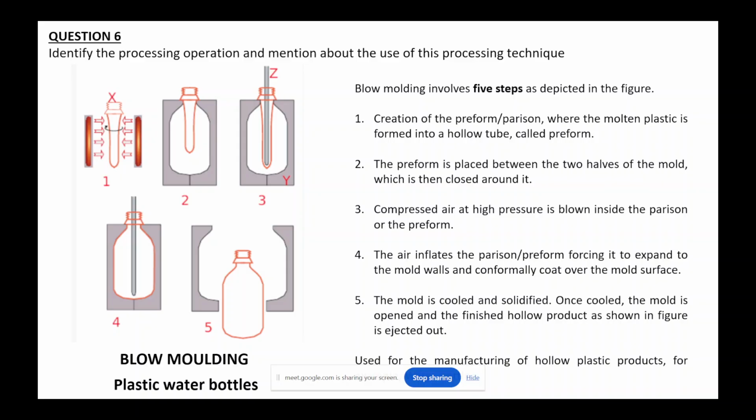Since the polymer can actually stretch, as I said, the macromolecules have segmental flexibility, and because of which they can also stretch. So the air inflates this parison or the preform, forcing the polymers to expand to the mold walls and coat on its surface. Once that process is done, the mold is cooled and solidified. Once cooled and solidified, the mold is opened and then the finished product is ejected out. So this is a typical process for the manufacturing of plastic water bottles.